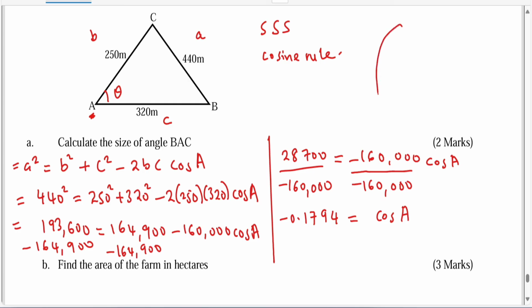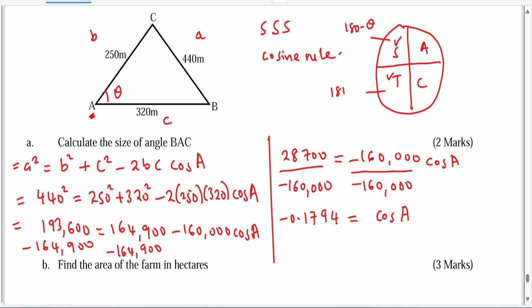And you already know about the unit circle, which is this. Okay, so we have four quadrants: the A, the S, the T, and the C. And you ask yourself, when is cos negative? It's usually negative on the second and on the third quadrant. And on the second quadrant, your angle is usually 180 minus theta. On the third quadrant, ni 180 plus theta.